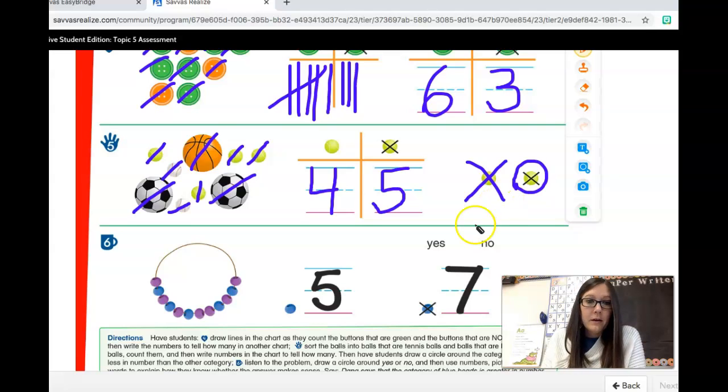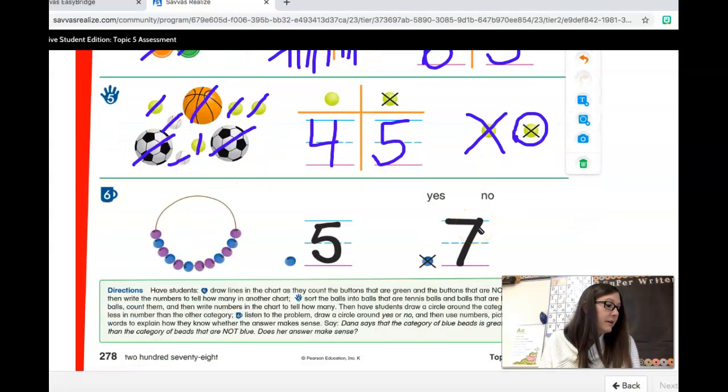All right, let's look at number 6, coffee cup. Listen to this math story problem, and then we're going to draw a circle around yes or no to see if this math story makes sense. Okay. Dana says that the category of blue beads is greater in number than the category of beads that are not blue. Does her answer make sense? Yes or no?